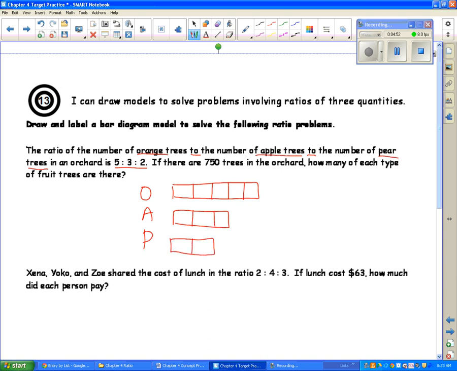And again, it's important to remember that even though I didn't draw these particularly equal looking, each of these units represents the same number of trees. So then the information they give me is that there are 750 trees total. So I don't know how much each bar equals or how much any one bar equals, but I do know that altogether they represent 750 trees.